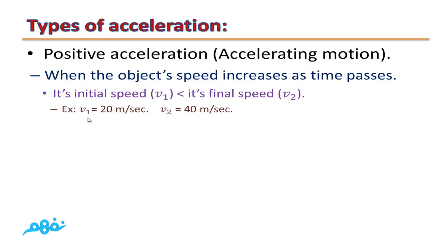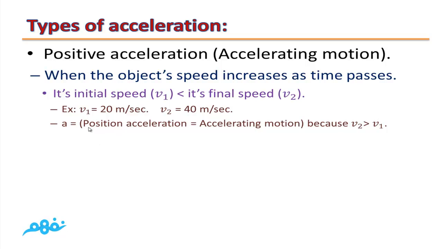Example, if we have a car, for example, and its initial speed is 20 meters per second, and its final speed is 40 meters per second, as you can see, V2 is greater than V1. So the type of acceleration in this case is positive acceleration or accelerating motion. This is because its final speed is greater than its initial one.